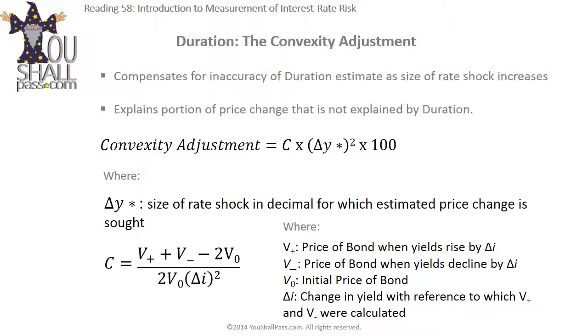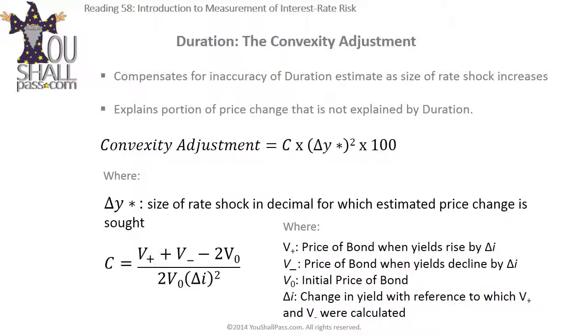The delta y, the one used in the convexity adjustment, is the actual change in yield for which you're trying to get a price approximation. In that sense, it's also analogous to the change in yield while calculating the approximate price impact using duration. In both cases, you have a reference change in yield with which you've calculated the duration or the convexity. That's the delta I. And then you have your delta y, which is the actual change in yield, to which you then multiply the convexity or the duration, and then you get the approximate change in price.